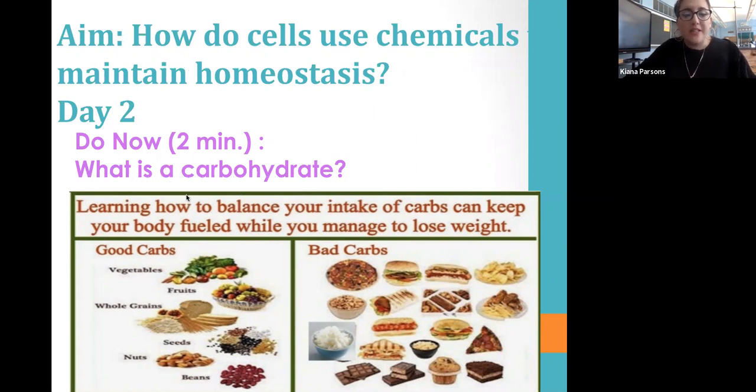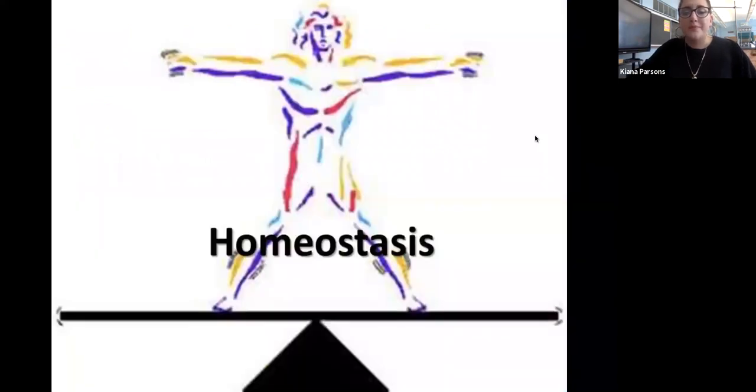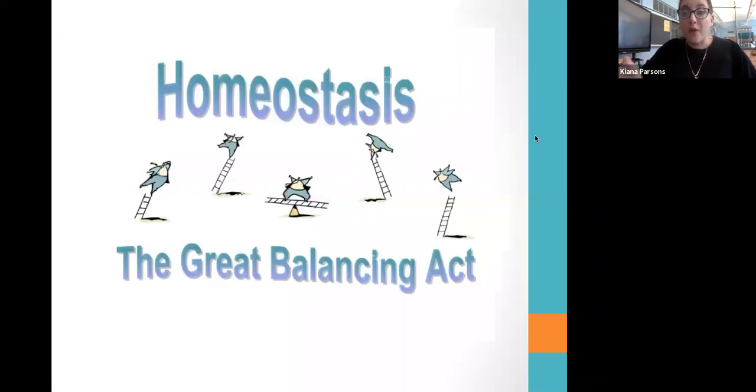But that is enough. What is a carbohydrate? A carbohydrate is a compound that you eat in food, such as fruits, vegetables, and breads. And we're going to talk more about carbohydrates. Hopefully you remembered a little something about carbohydrates from day one as well, as we read a passage about carbohydrates there. So our body uses carbohydrates to help us maintain homeostasis. How does our body do this?